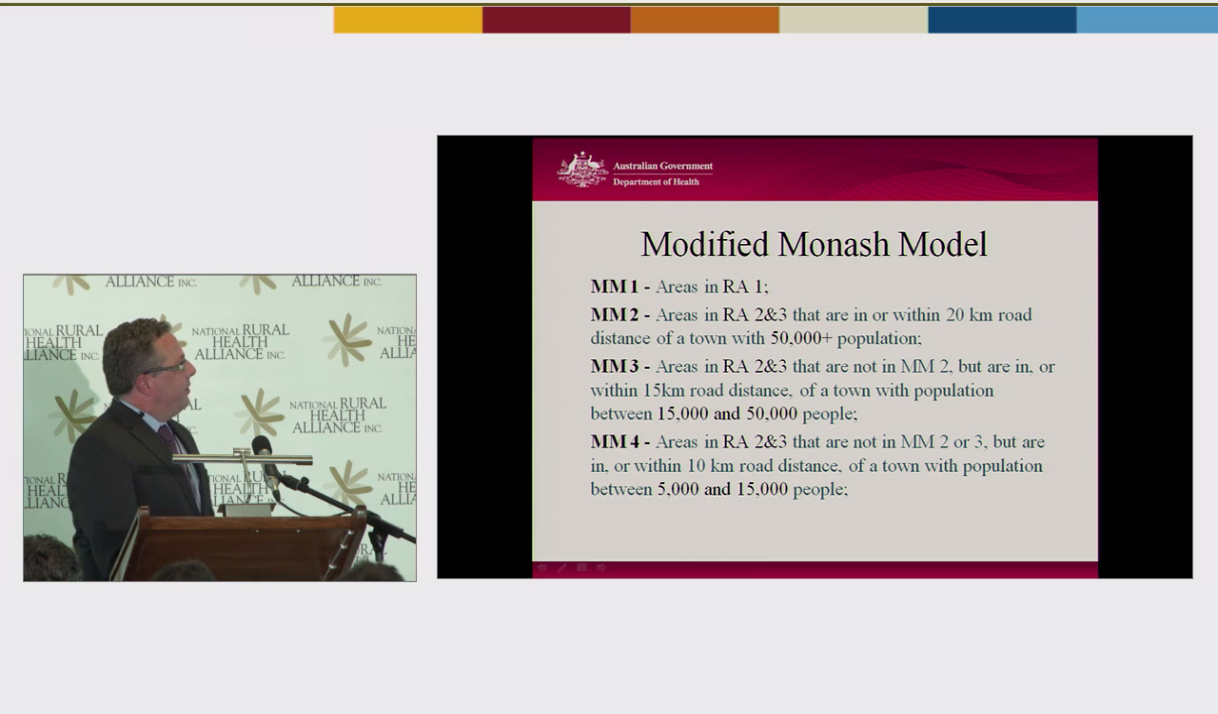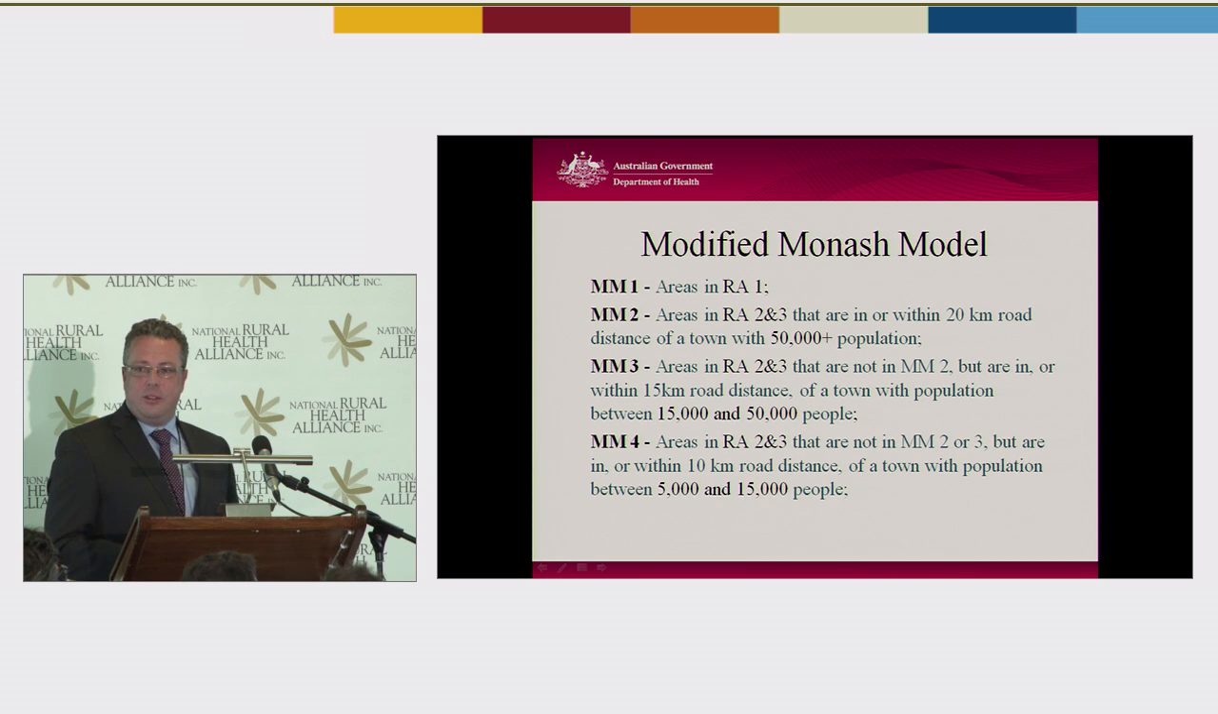And so at the end of all those consultations, we come to the Modified Monash Model. As I said, very similar to the original Monash Model, except for RA4 and 5. There's more categories on the next page, so there are full 7, don't worry. Still MM1 areas in RA1. MM2 are areas in RA2 and 3 that are in or within 20 kilometres road distance of town with 50,000 plus people. We're very careful not to specify that that town had to be in any particular remoteness area.